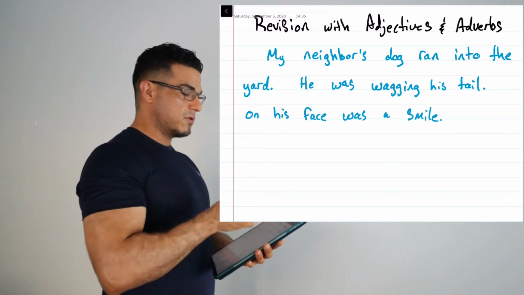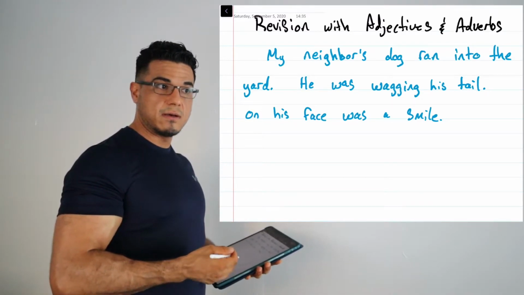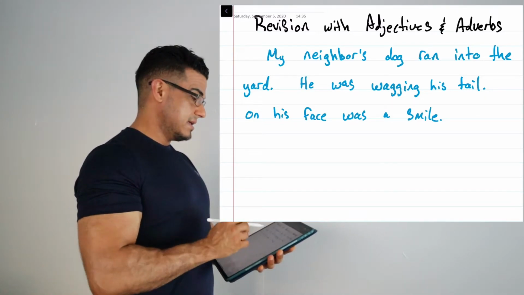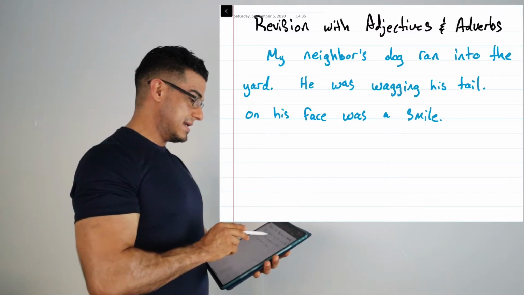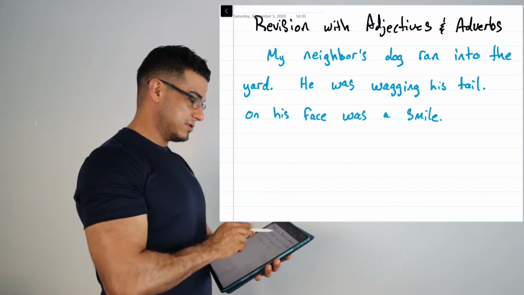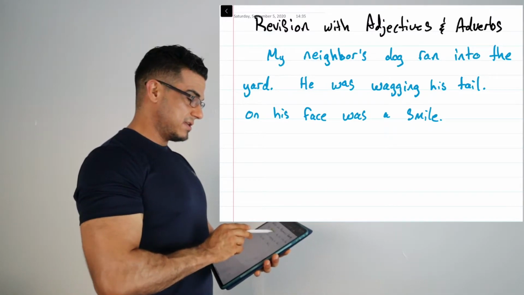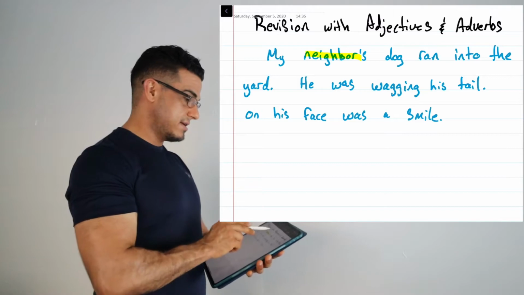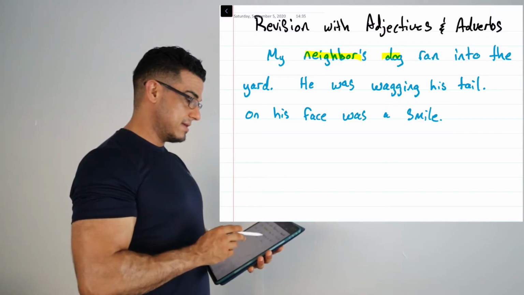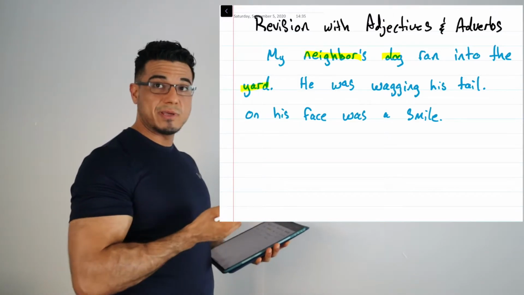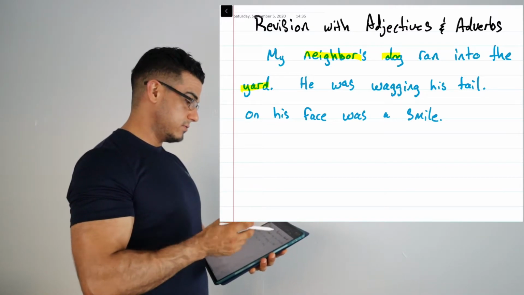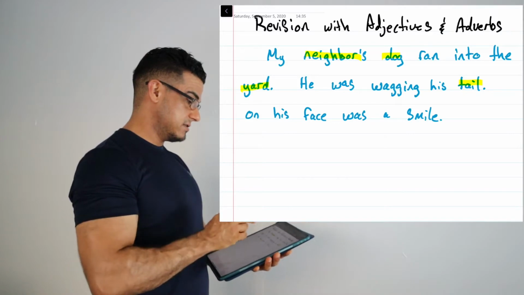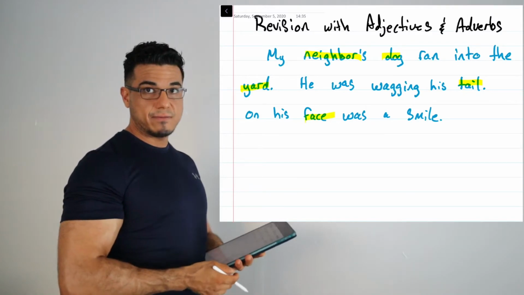And so what I'm asking students to do, more so during their asynchronous time, is to identify first the nouns in the sentence. So if I start at the beginning, my neighbor's dog, neighbor would be a person in this case, so we would categorize that as a noun. Dog would be a thing, ran into the yard, yard would be a place. He was wagging his tail, tail would be a thing. On his face, which is a thing, was a smile.